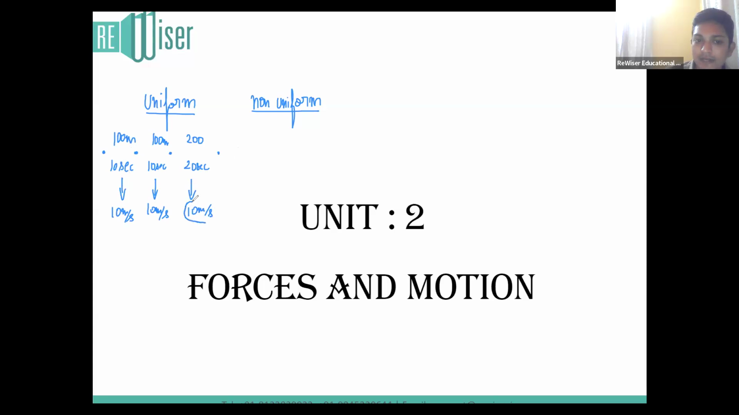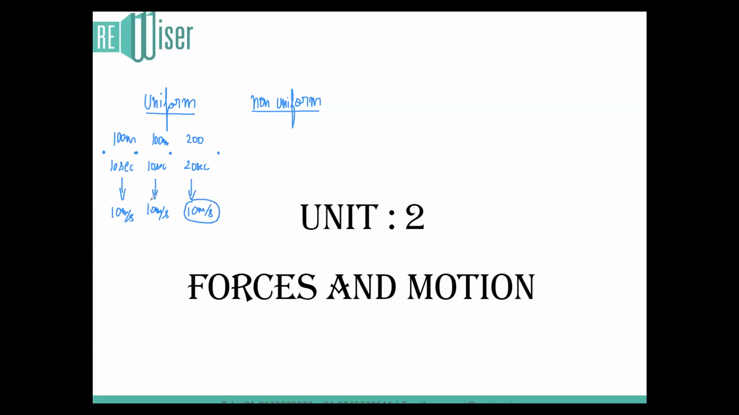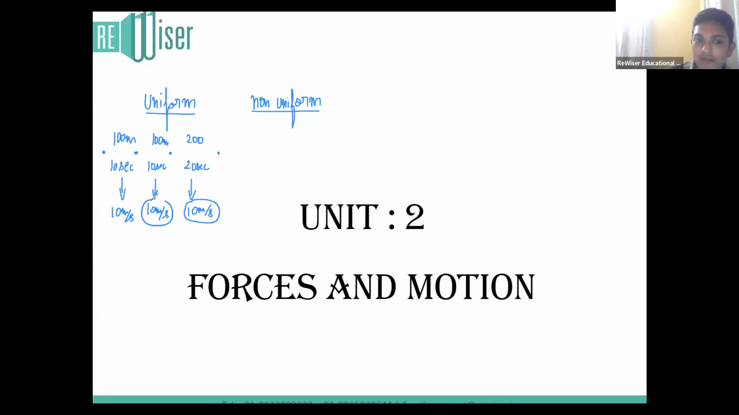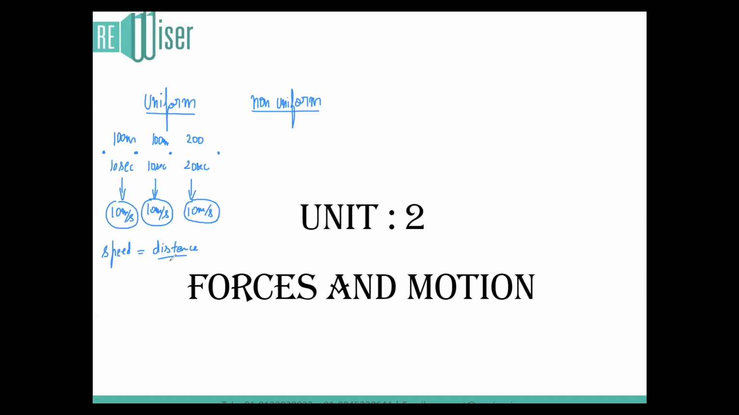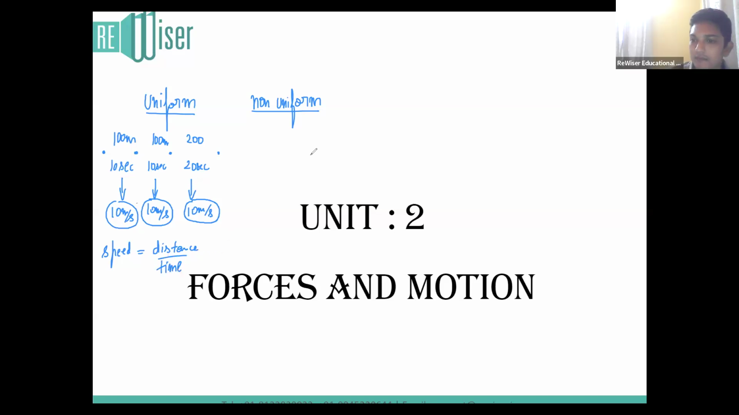This distance covered per unit time is given a name. What is the distance covered per unit time called? Speed. So the formula is speed is equal to distance by time, correct? Yes. If the speed is unequal in even one of the intervals given, then the motion is considered to be non-uniform, correct? Here, does speed still have the formula distance by time?